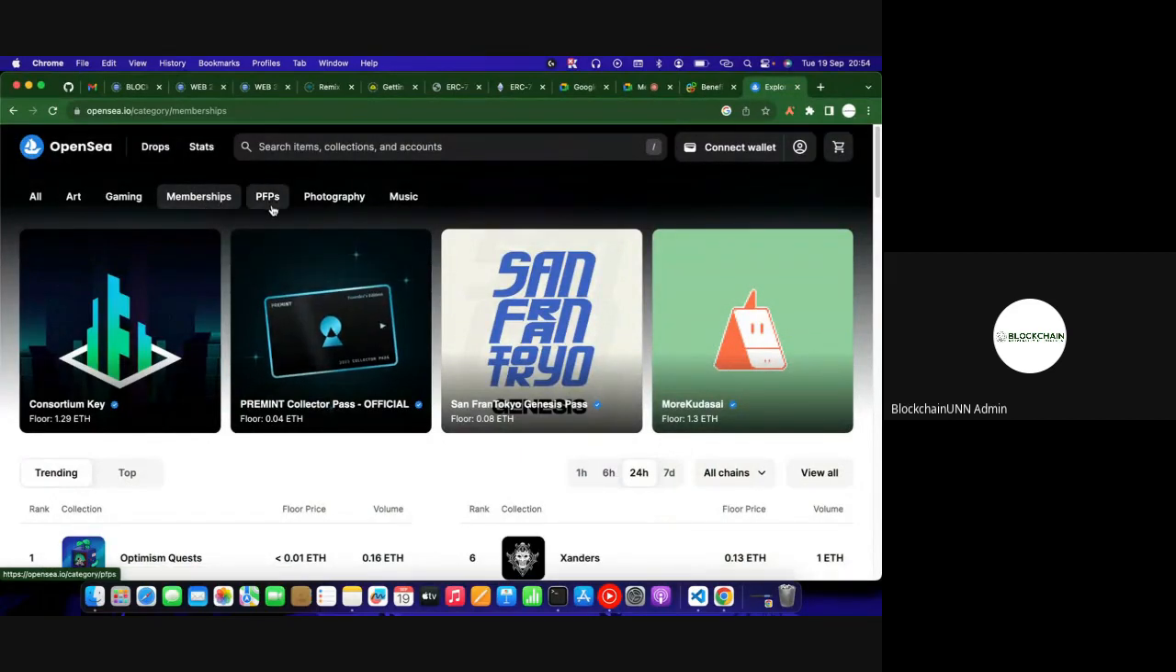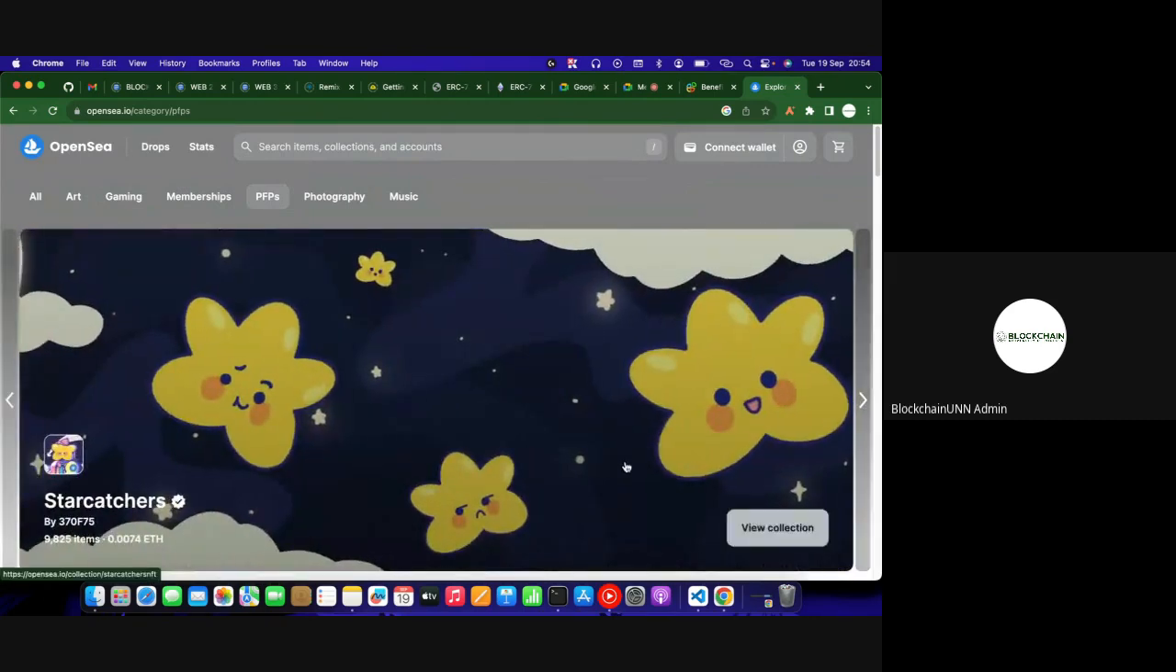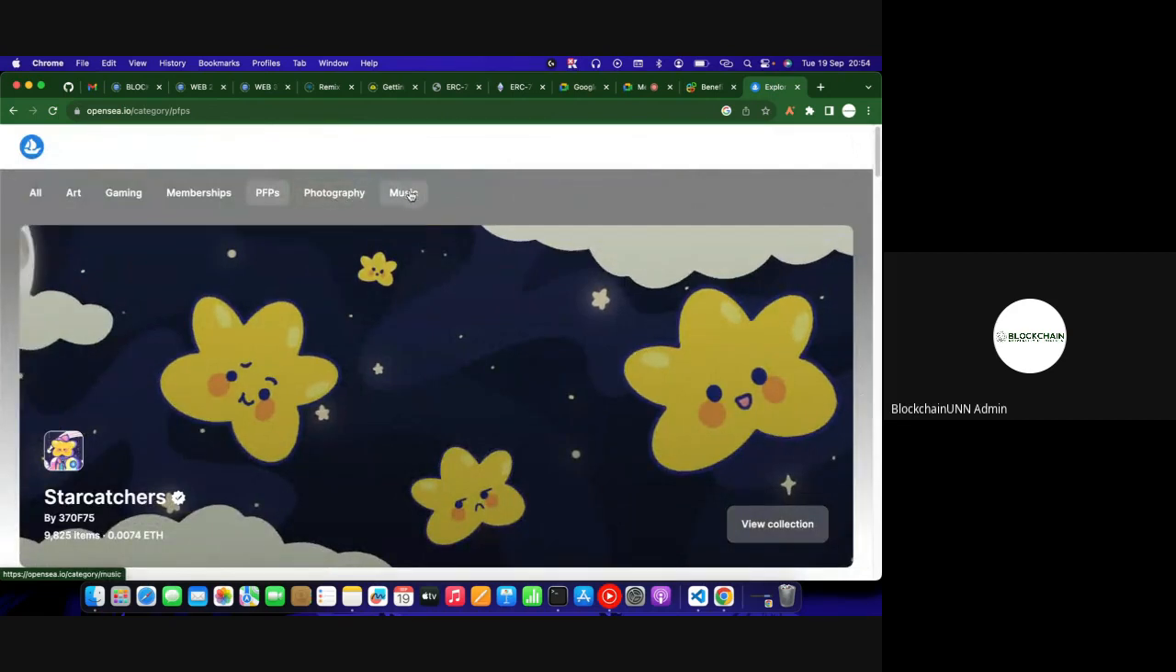You can also go to the PFPs to find different profile pictures. Probably if you're looking for an NFT that you can use as a profile picture, you can find them in this section. You can also see the same for photography and music.